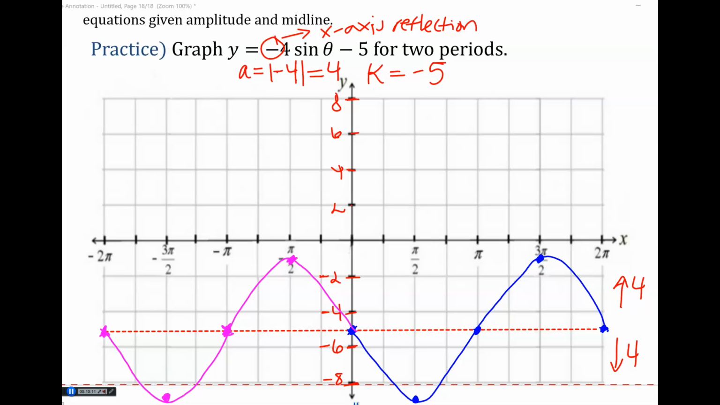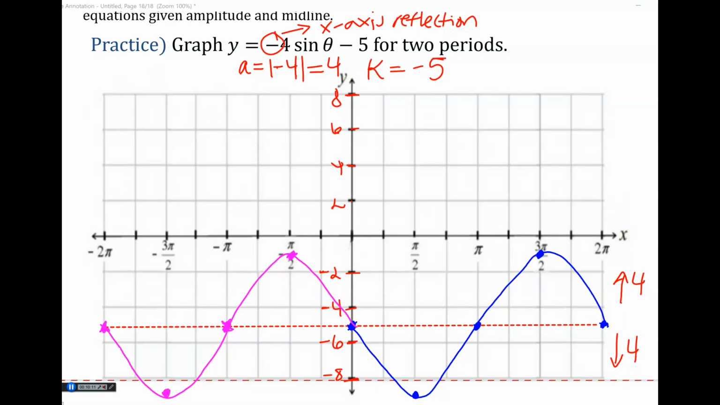Mine was off the screen, so hopefully you can see it. Let me scroll up. Yeah, so this one had a negative. That tells you it's x-axis reflection, and then amplitude would have been negative. Absolute value of -4 gives you a +4, which tells you should go up 4 and down 4. And then your midline was at -5, so you draw your dashed line at the -5. I changed my scale to just go by 2s so that I can fit the graph.